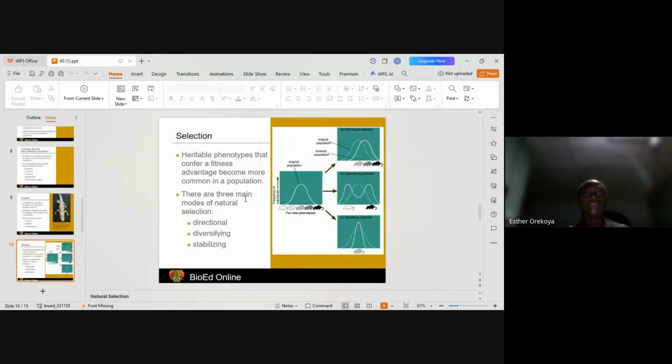Then we have selection. Heritable phenotypes that confer a fitness advantage become more common in the population. Now, there are three models of natural selection. We have the directional, which faces a direction, diversifying, it moves around, and stabilizing, they are quite stable.